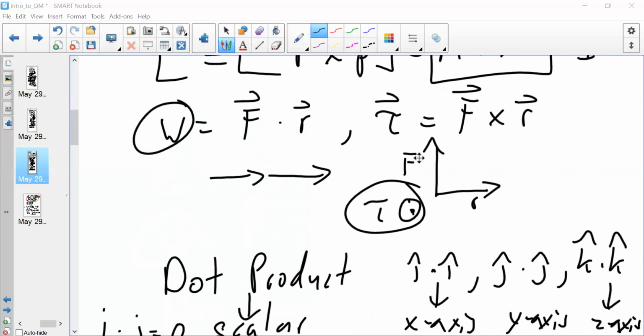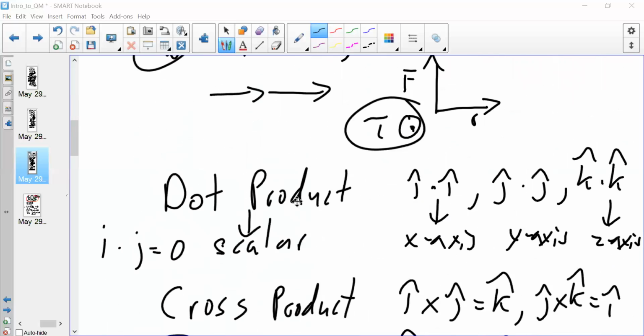Like I said here, force and radius are perpendicular. We have a torque that's going to be out of the page for this configuration. What the dot product does is it produces scalars always: two vectors dotted together give you a scalar. And two vectors crossed together will always give you a new vector.